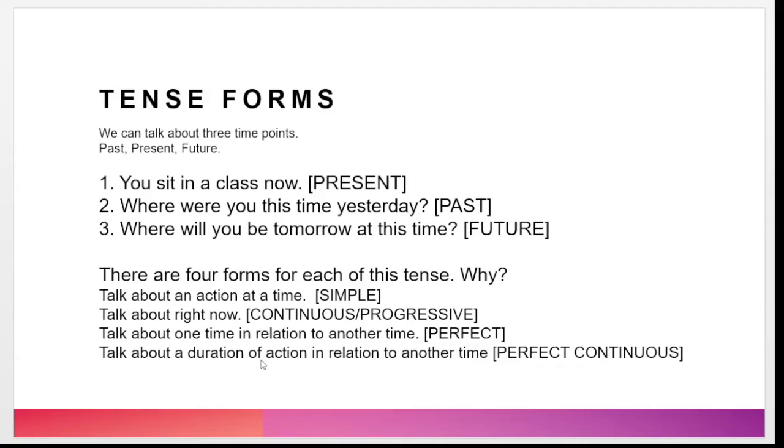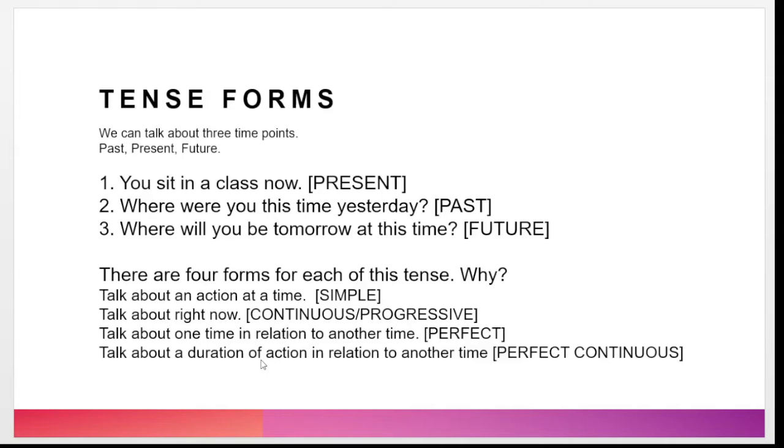Why? This is to show the various relationships of time in which the action takes place. There are four forms for each of these tenses. The simple form talks about an action at a time. It does not specify any time, just a time. And the continuous, otherwise known as progressive tense, talks about what is happening right now. The perfect form talks about one time in relation to another time. And the last one, perfect continuous, which is a mixture of the second and the third, shows a duration of action in relation to another time.